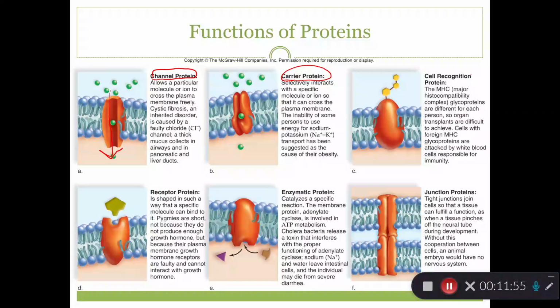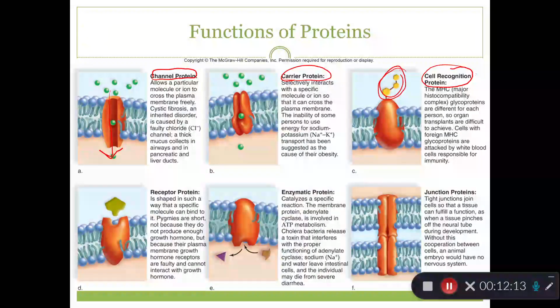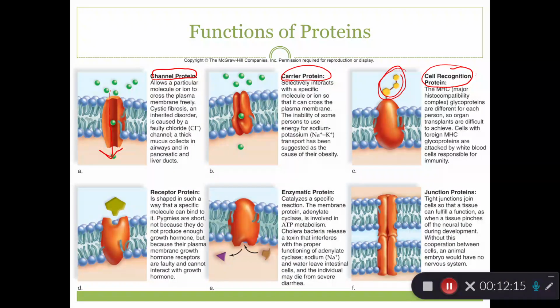Okay, cell recognition. That's the next one: glycoproteins that help the body differentiate your cells from, like, a bacterial cell. This one has a marker on it, like a flag. It's holding up a glycoprotein flag, and it helps with the immune system, right? And that's what this is talking about, white blood cells and immunity.